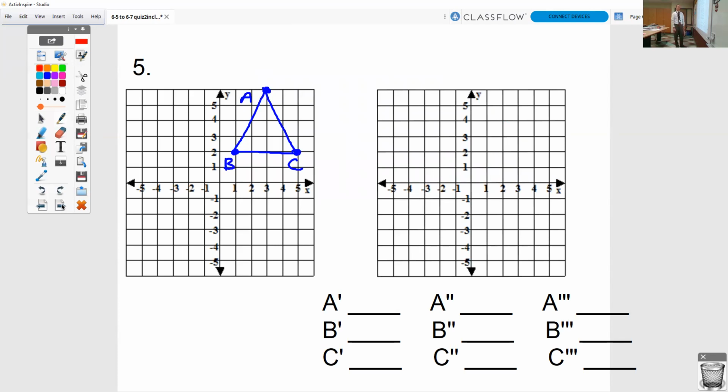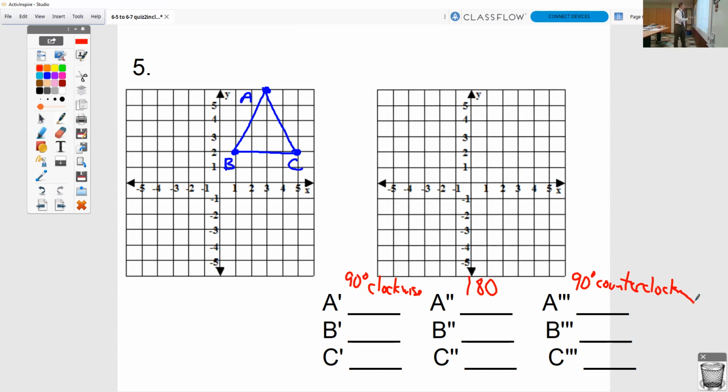Now, in question number 5, you have to do a 90 degrees clockwise rotation, a 180, and a 90 degrees counterclockwise. So your A primes are your 90 degrees clockwise. Your 180 is your double primes, and your 90 degrees counterclockwise is your triple primes.